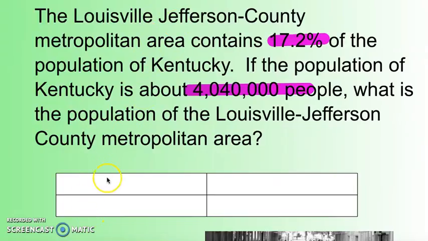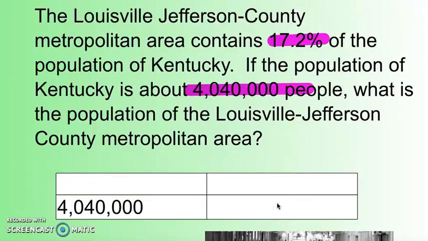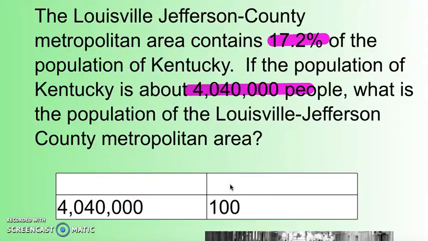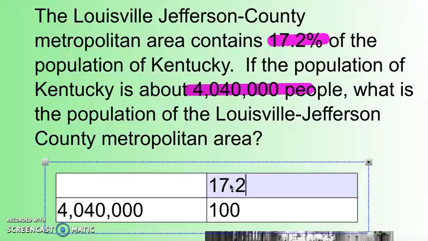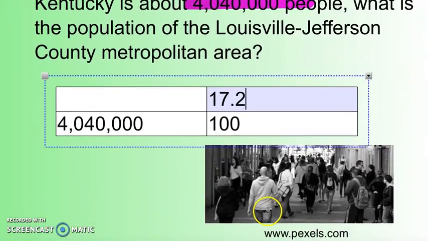Actually, we do. It says Kentucky is 4,040,000 people. It actually gives us that information. What it doesn't give us is the group that's taken out of that, which is the Louisville, Jefferson County metropolitan area. And so that's the part that's missing. And so we're going to leave that one blank, but we're going to put 17.2%. We can put that in there. And so now we've got to figure out how to solve this.